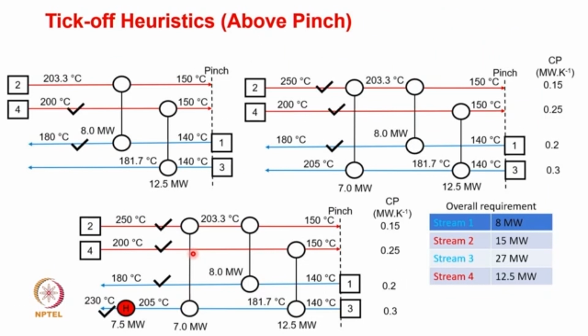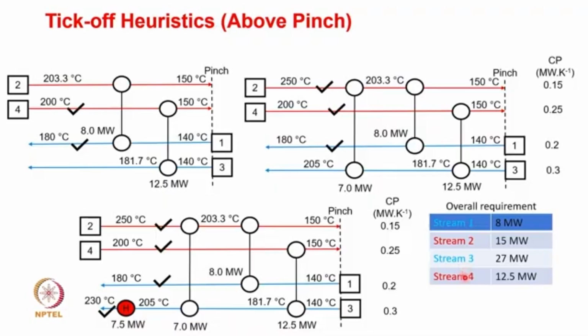Now the last part: in what sequence do we connect the hot stream and cold stream? This is the overall requirement which I have placed here. Stream 1 has a requirement of 8 megawatt, stream 2 has a requirement of 15 megawatt, stream 3 has a requirement of 27 megawatt, and stream 4 has a requirement of 12.5 megawatt. Now let us start. We look for the stream having the lowest power requirement, of course stream 4.